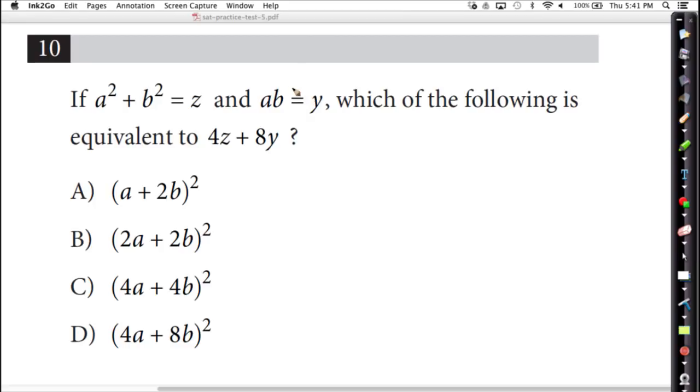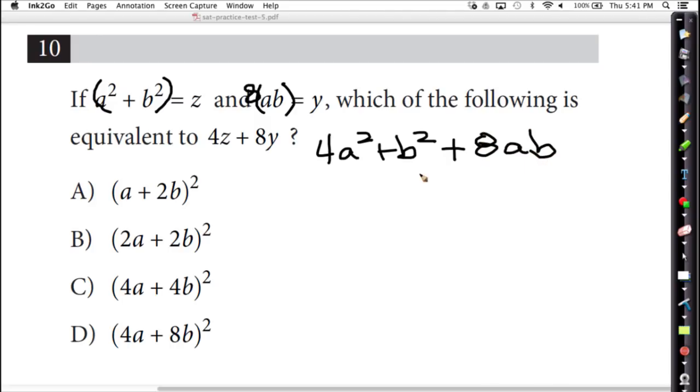So maybe the first thing I want to do is just write everything out. 4z, right? So that's just this whole thing times 4. So that's 4 times (a squared plus b squared). And then they say 8y, right? So that's what y is equal to. So I'll just multiply that whole thing by 8. I'm having problems writing this in there, but that whole thing times 8. So it's all this stuff plus 8y. So that's 8ab.